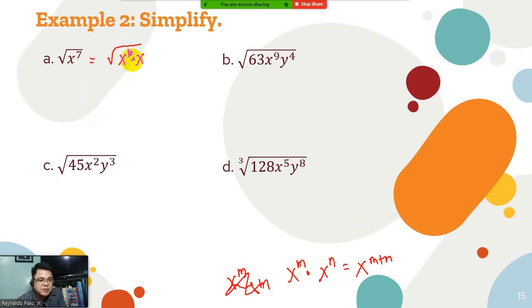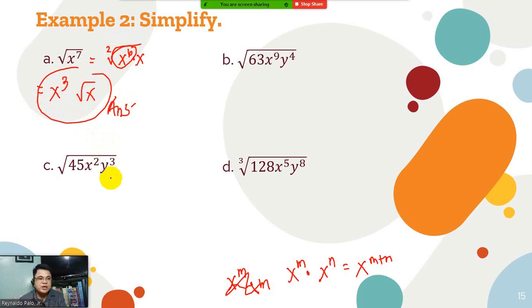So if we will be applying the multiplication law, x raised to the 6th power times x is x raised to the 7th power. So 6 now is divisible by the index 2. 6 divided by 2 is 3. You can now extract the square root of x raised to the 6th power, which is x cubed square root of x. Why cube? Because 6 divided by 2 is 3. This will be now your answer.